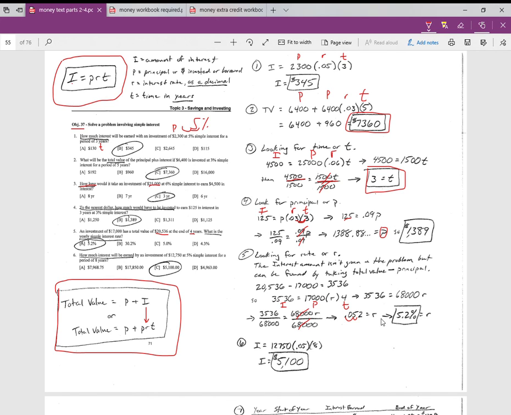Number 6 just kind of goes back to what number 1 was. This is how much interest will be earned. So it's asking for interest, so asking for I. If you have an investment of $12,750 at 5% simple interest for a period of 8 years. Okay, so the principal was $12,750, the rate 5%, we move that to 0.05, the time was 8 years. Okay, we just multiply all three, and the interest they're looking for is 5,100.